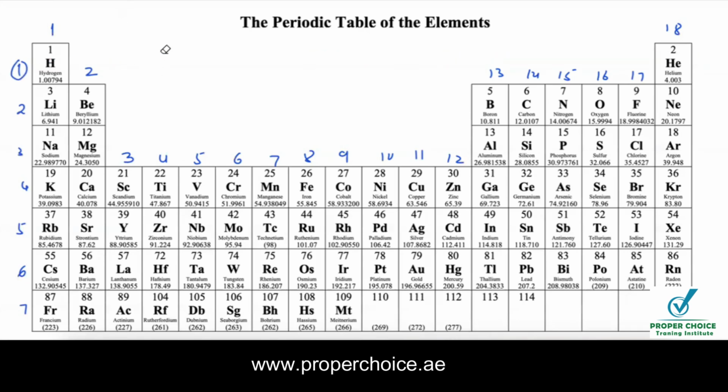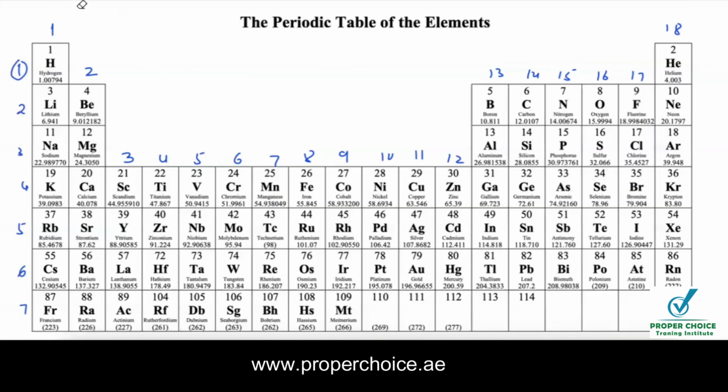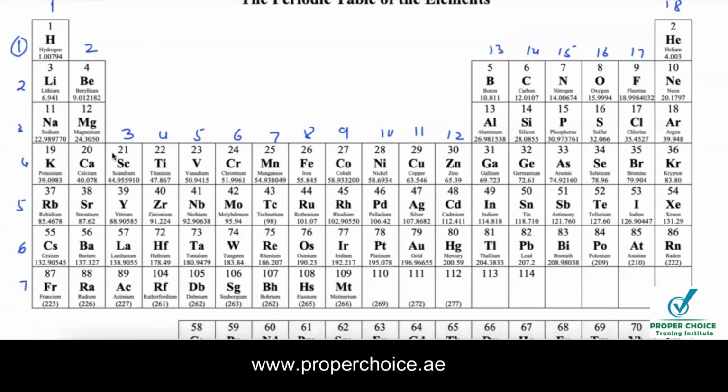Anyway, let's go to the question that was asked. The question asks, what is the general term applied to the elements in group 3 to 12? Select all that apply. If you look at the periodic table, what general terms can we use for these elements? Basically, they are talking about the elements from here to here. You should know the general terms. These elements are called transitional metals. Okay, so these are all called transitional metals.